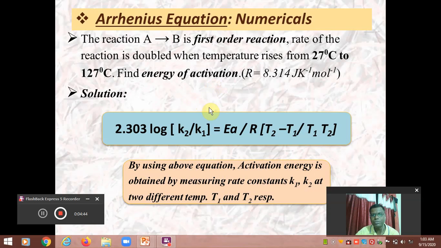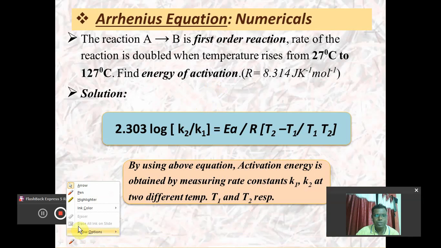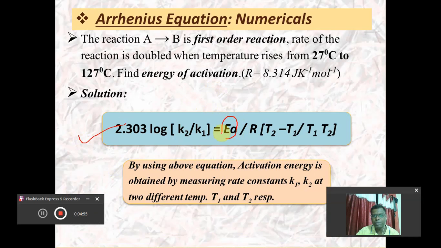So definitely here we have to calculate the energy of activation, so we will use the Arrhenius equation in integrated form, and this is the Arrhenius equation. Knowing what things are given to us and what things are to be calculated is one of the most important parts here. This value is to be calculated. This R is already given to us. T1 and T2 are the two temperatures.